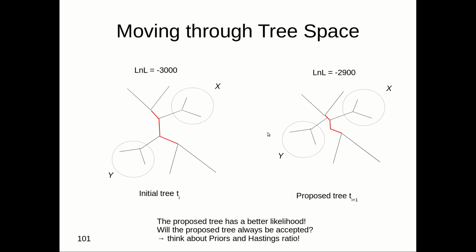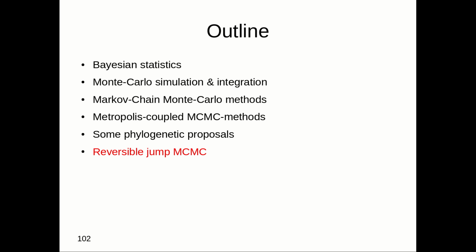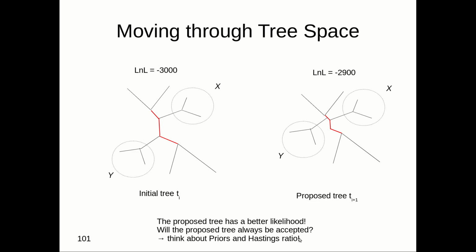But you should think about the priors and the Hastings ratio, right? Because they also play a role, and they may actually lead us to reject this tree if the Hastings ratio or the prior ratio impact the overall ratio in such a way that it is below 1. So this can happen.